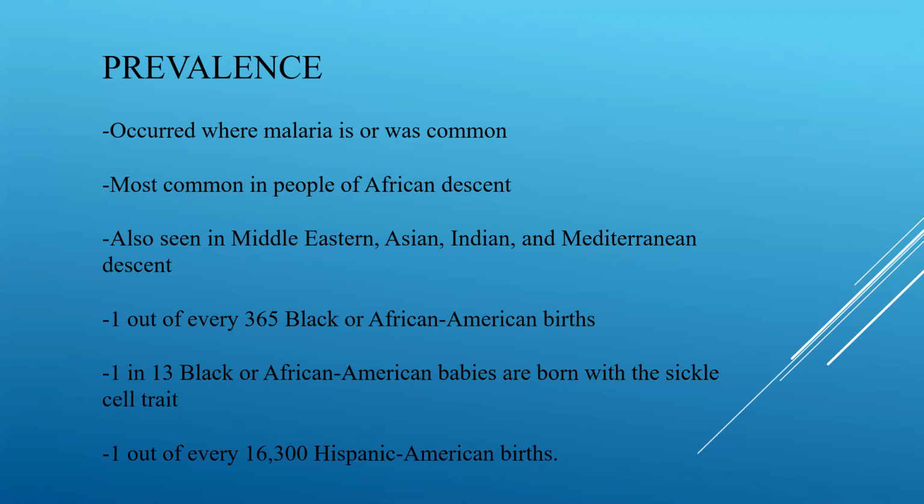Prevalence. Sickle cell disease occurs where malaria is or was most common. Therefore, it is most common in people of African descent. It is also seen in Middle Eastern, Asian, Indian, and Mediterranean descent. 1 out of every 365 Black or African American births has sickle cell disease. 1 in 13 Black or African American babies has sickle cell trait. And 1 out of every 16,300 Hispanic American births has the trait.